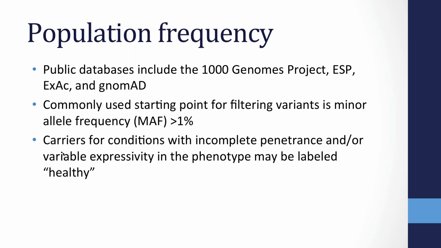So public databases that include this type of information you may be familiar with are those, for example, from the 1000 Genomes Project, ESP, which is the University of Washington effort, ESP stands for Exome Sequencing Project. gnomAD is the latest and greatest kid on the block. That's over 120,000 different exome sequences that are available for those to review.